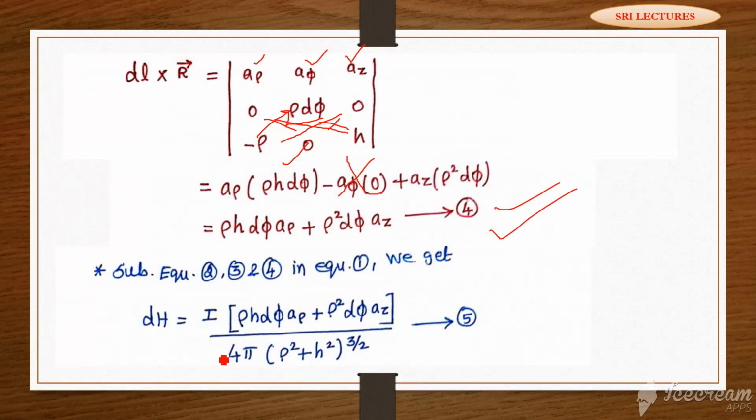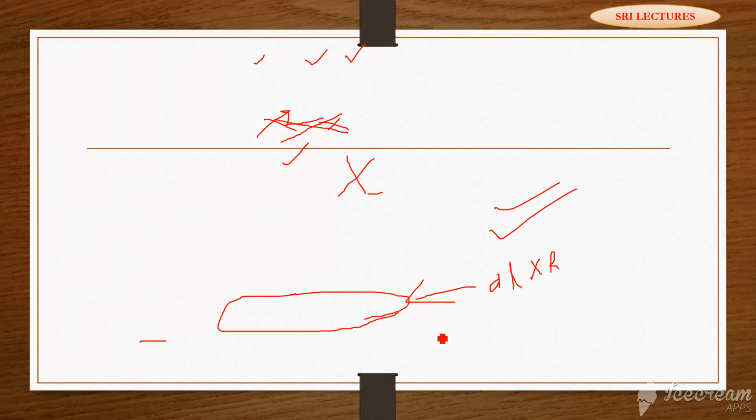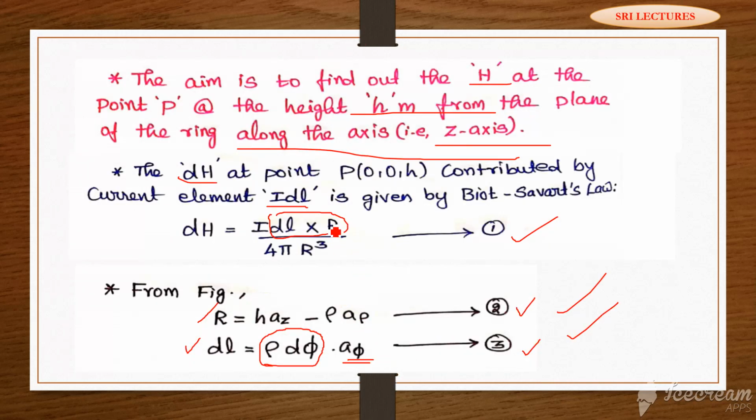Then we get the equation dh is equal to I into, so this is the value, that is dl cross r. The dl cross r vector is replaced by this total term. Then in the denominator we have r divided by r cube. So this value is already defined as the cross product.